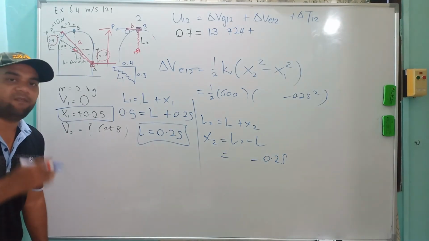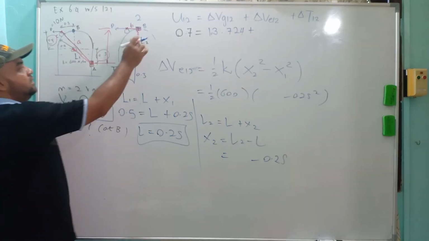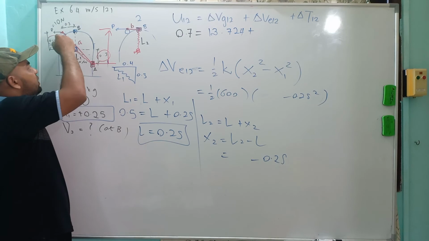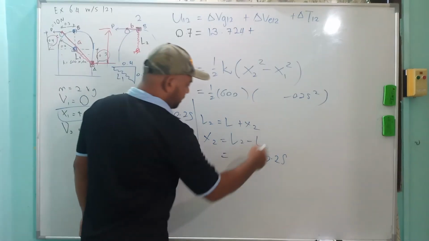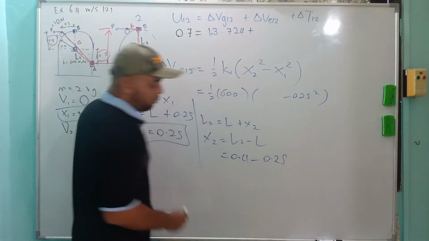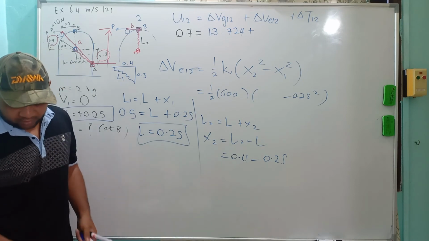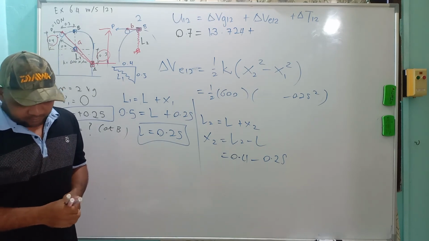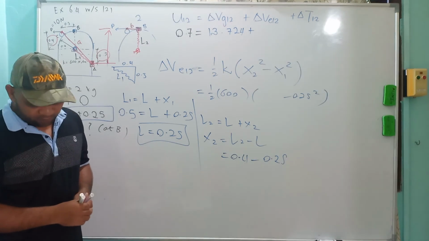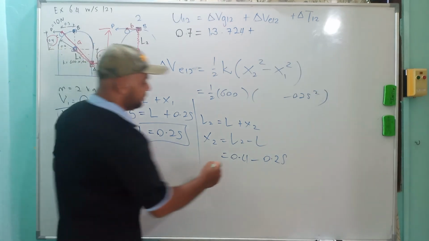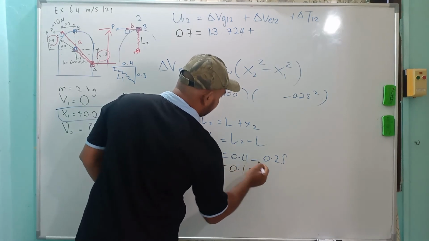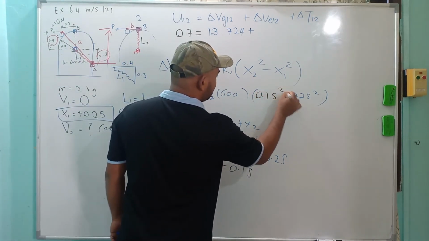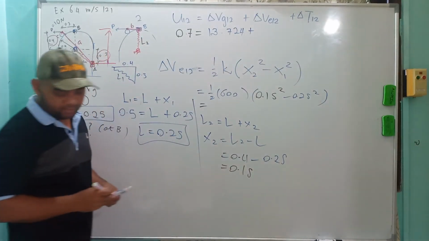What is the value of L2? So this is the L2. See from this figure, from here to here, given R is 0.4. So it is 0.4. So you calculate that one, 0.4 minus 0.25, you have 0.15. Okay, so put it here, 0.15 squared, and calculate this one.